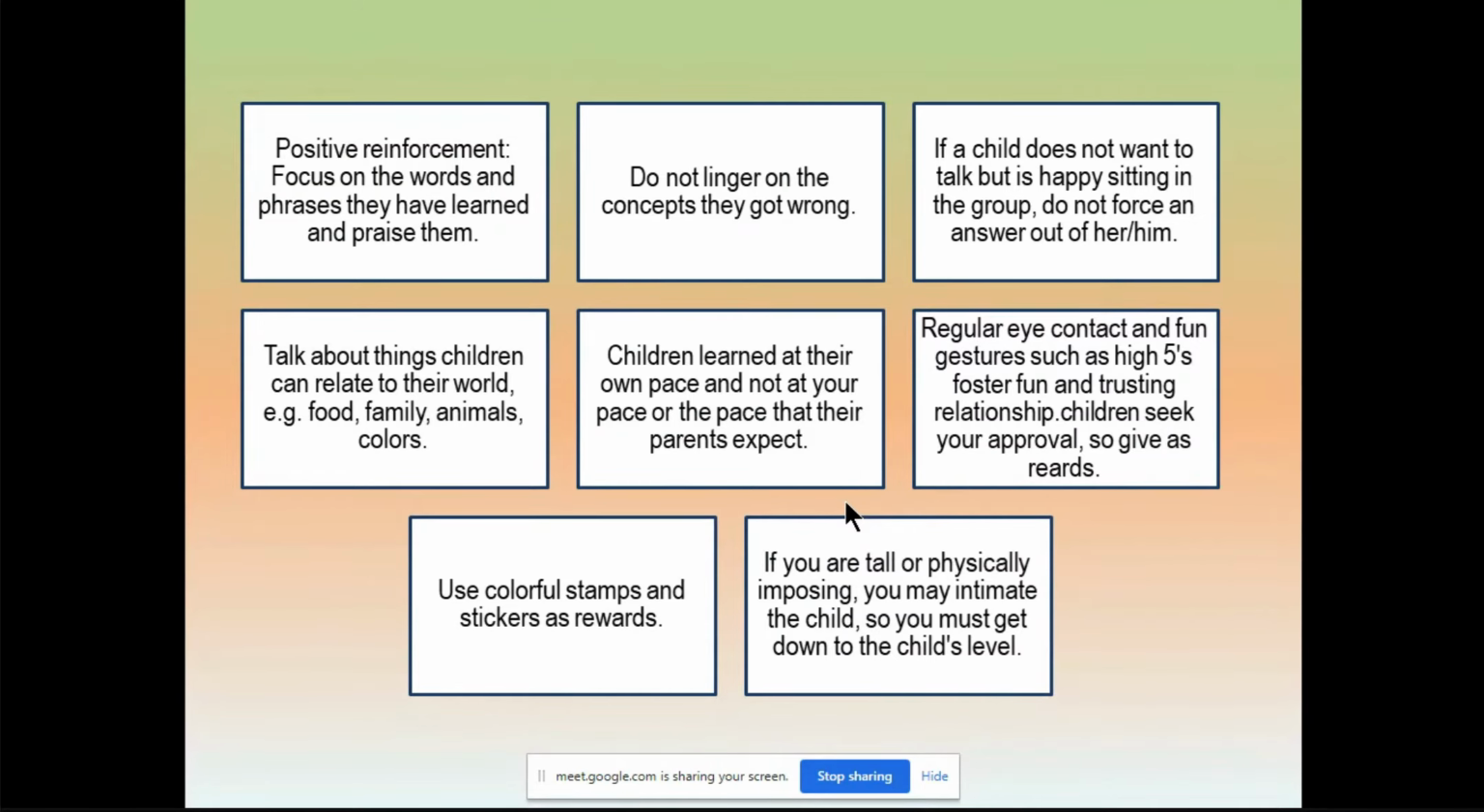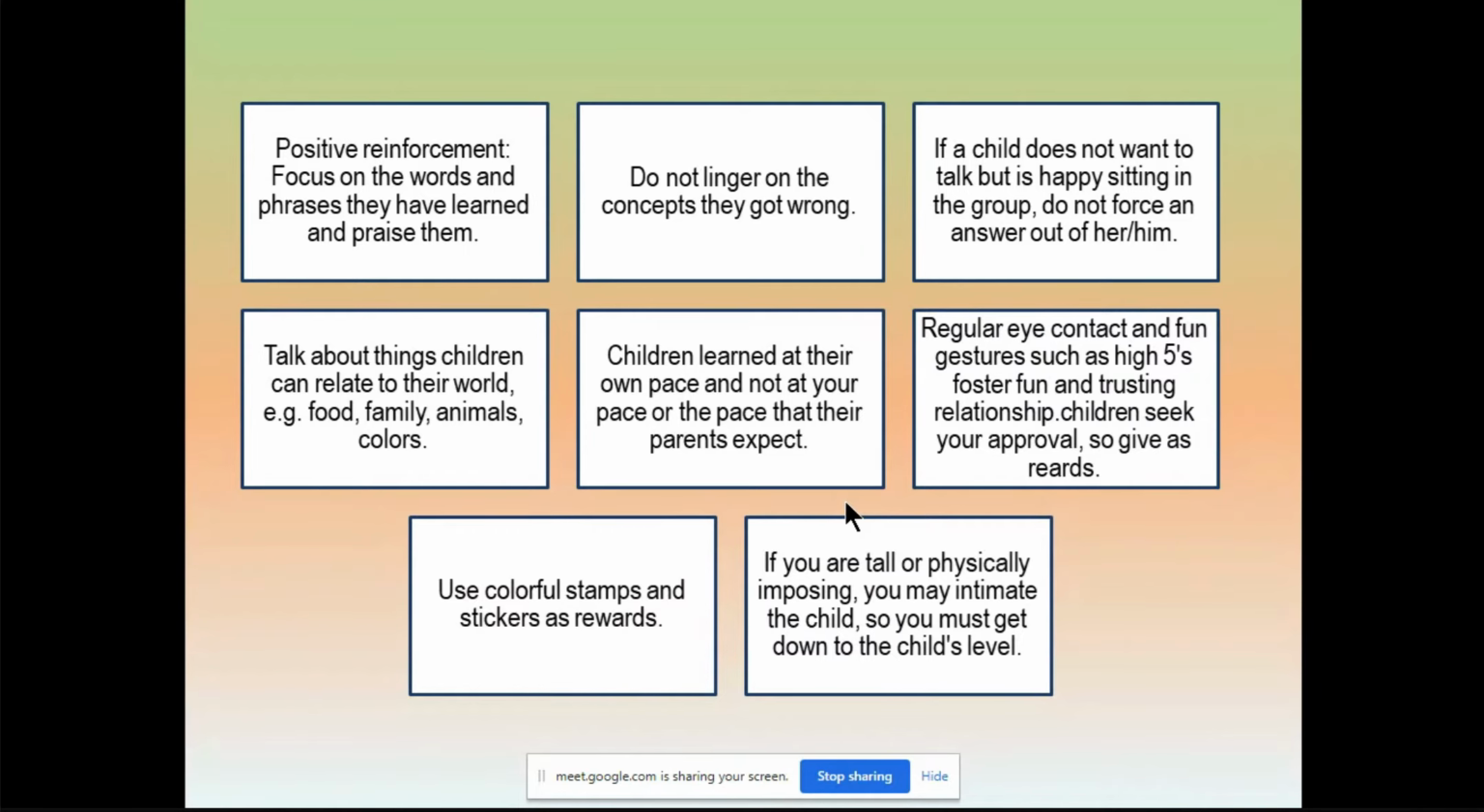Okay, as a teacher, we should always look for good things in our students. Do not linger on the concepts they got wrong. No one wants to always be reminded of the wrong things that they did. That's why they need to know the positive things that they did.